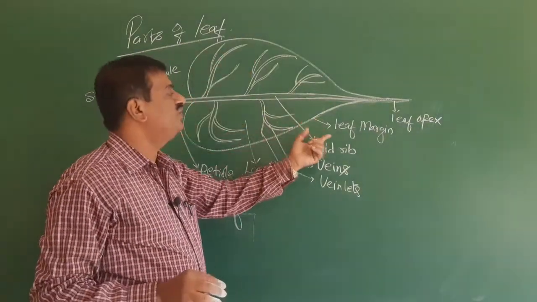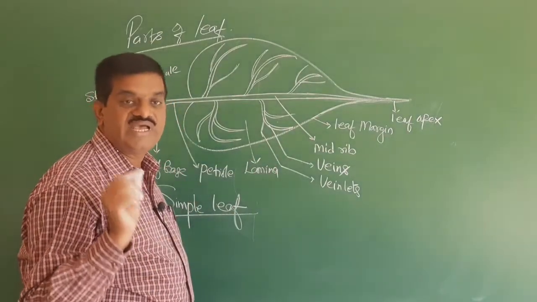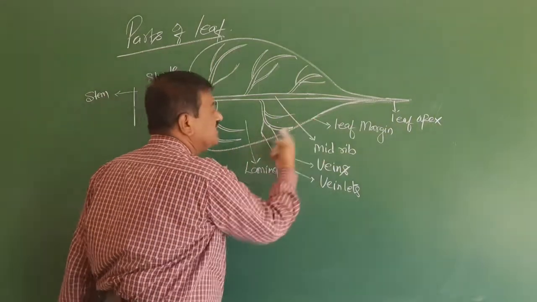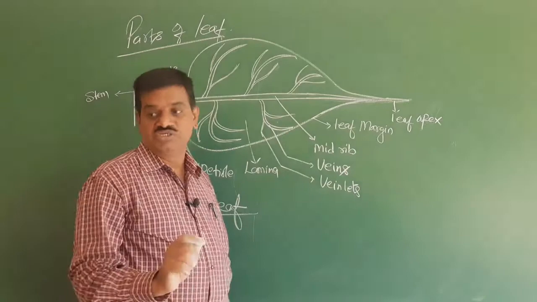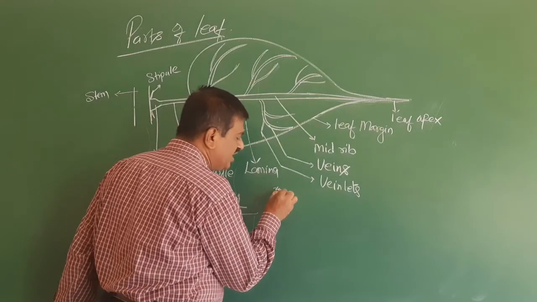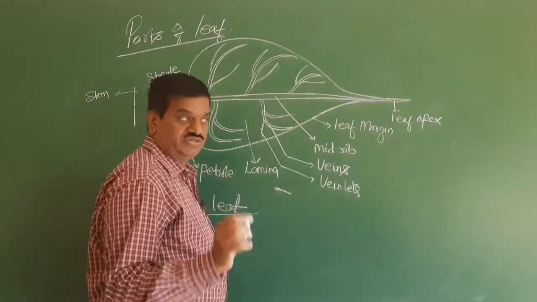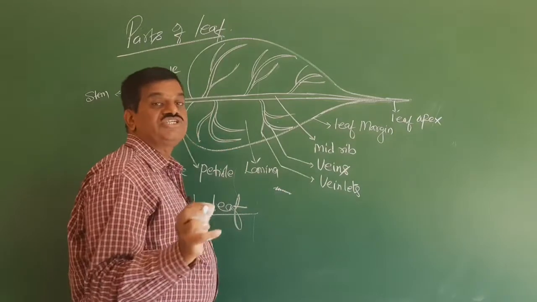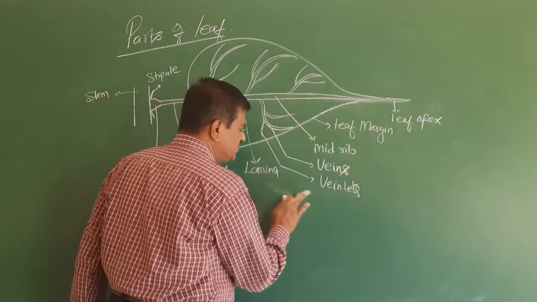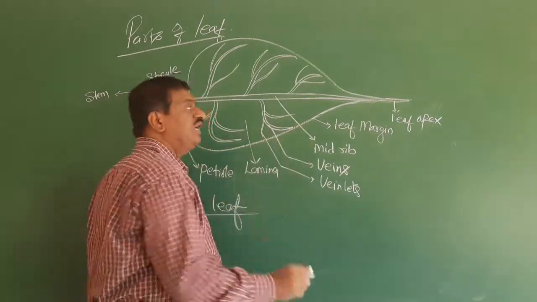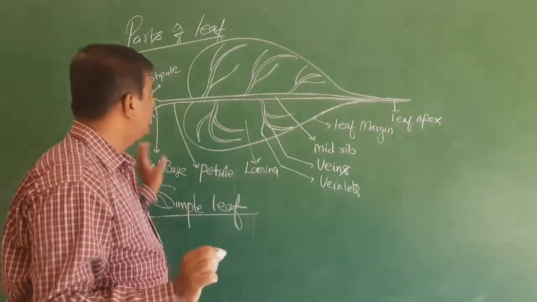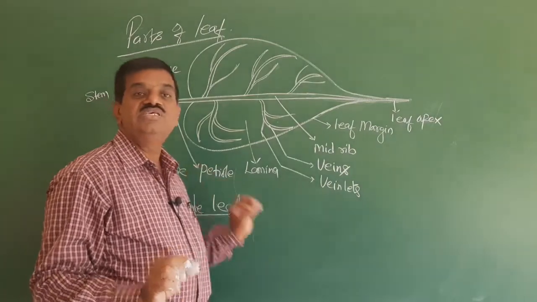So the margin of a leaf, the outermost layer of a leaf, is called the leaf margin. This varies from leaf to leaf. When it is continuous like this, we use the word entire margin. Or when the leaf margin has very small teeth-like structures, they are called serrate. Serrate margins are also present like this. They have various leaf margins. And the tip of the leaf is called the leaf apex or leaf tip. So all these are the parts of a simple leaf.